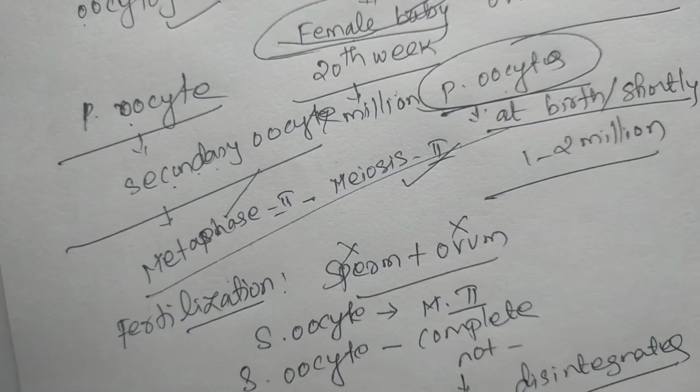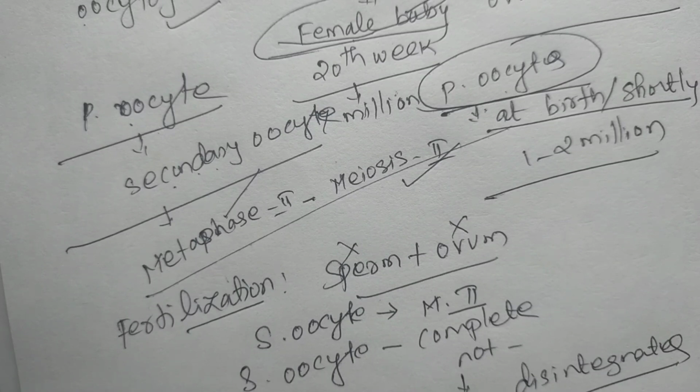I'm summarizing it again. During the embryonic stage, the primary oocyte gets arrested, and no more oocytes are added, nor do they undergo any development after birth. The number of primary oocytes reduces from 7 million to 1 to 2 million at the time of birth. When the female reaches puberty, the primary oocyte starts to develop into a secondary oocyte. This secondary oocyte will not complete meiosis 2. It gets arrested during the metaphase 2 stage of meiosis 2.